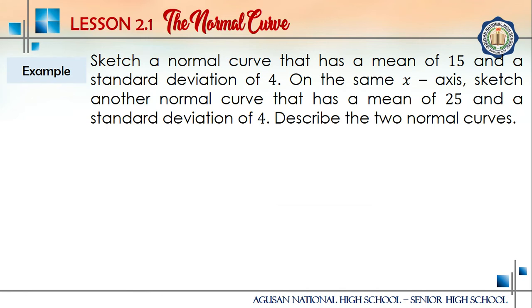Example. Sketch a normal curve that has a mean of 15 and a standard deviation of 4. On the same x-axis, sketch another normal curve that has a mean of 25 and a standard deviation of 4. Describe the two normal curves.